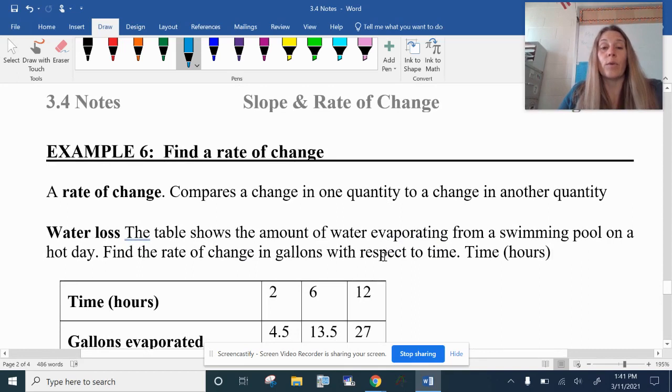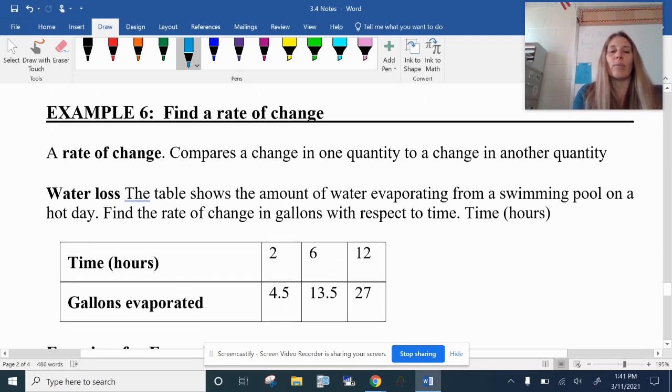Okay, so finally let's go on to rate of change. So this is where slope is actually used in daily life situations, right? So rate of change is just comparing a change in one quantity to a change in another quantity. So like I said, hours you worked and how much money you made, or how many miles you drove and how much gas you used. So those kinds of situations.